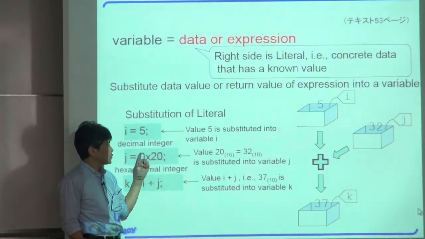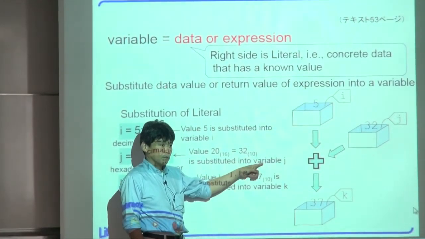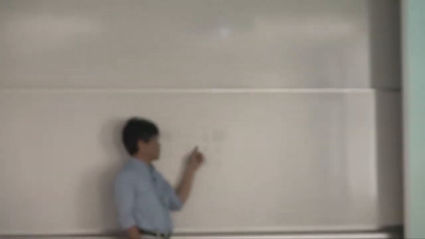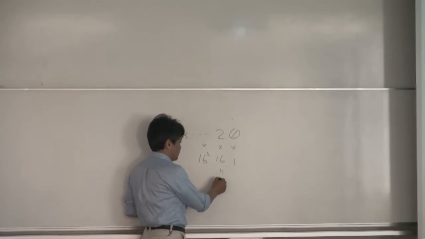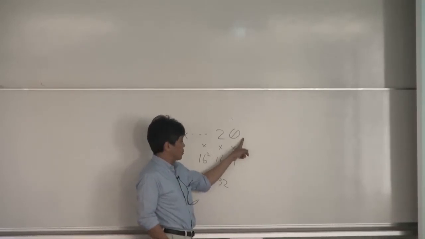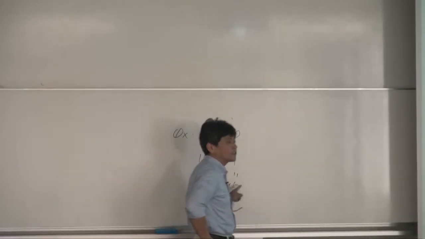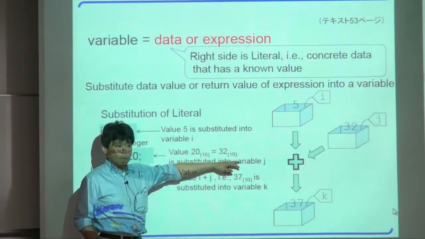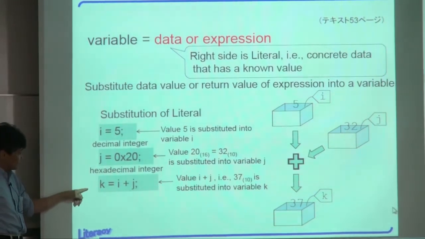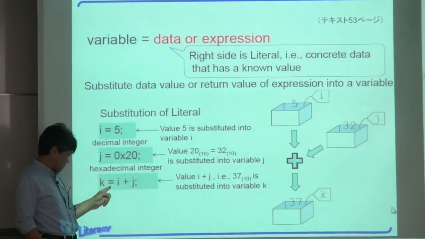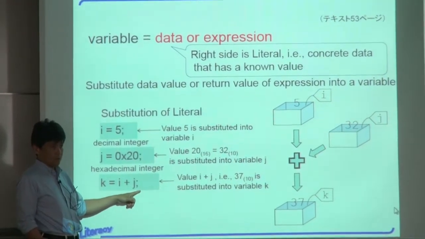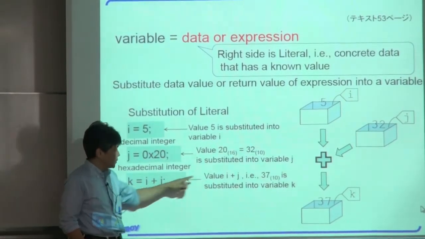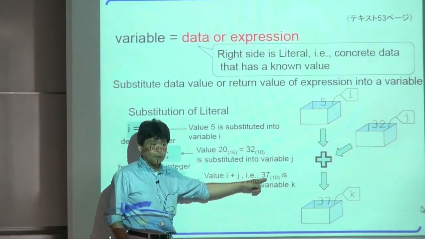Actual number, this number has a different value in decimal numbers, okay? Because 2 is in this place, it becomes 32, and the first place is 0. So the total is the decimal number 32. In this case, variable j has the decimal number 32, and in the third line, variable k has the addition of the i value and the j value. Okay, so 5 plus 32. As a result, this k will have the decimal number 37.